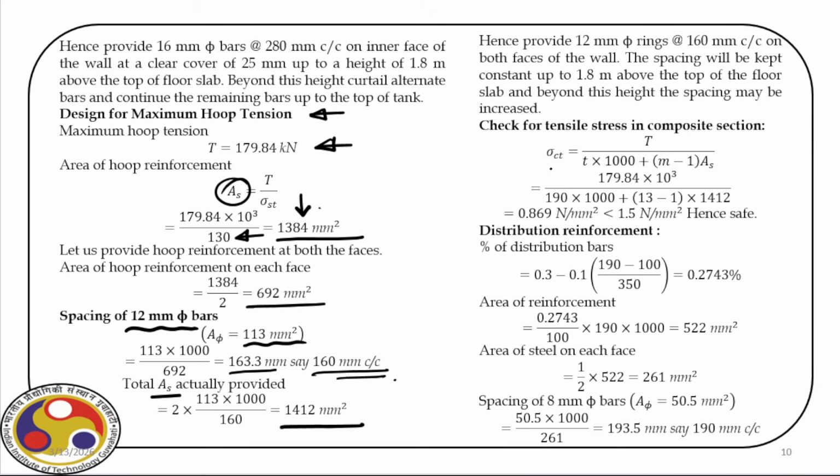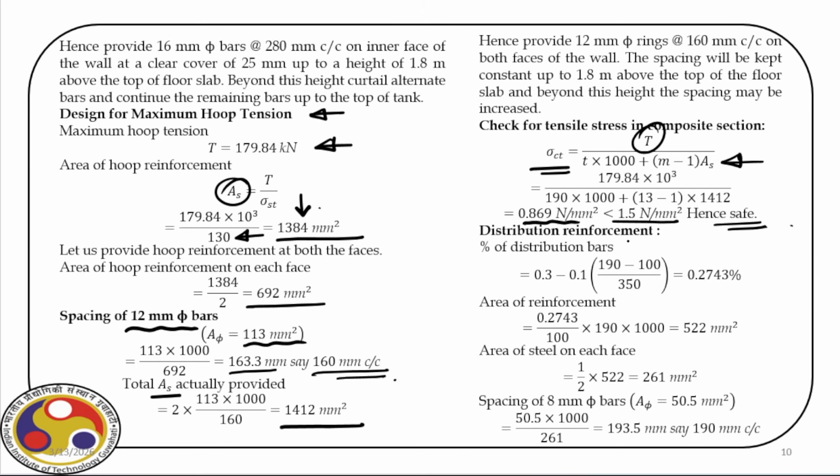Then we have to check for the maximum tensile stress in the composite section. For that again, T, that is the hoop tension, divided by the equivalent area. So that provides sigma CT as 0.869 Newton per millimeter square, which is less than 1.5 Newton per millimeter square, and hence it is safe.